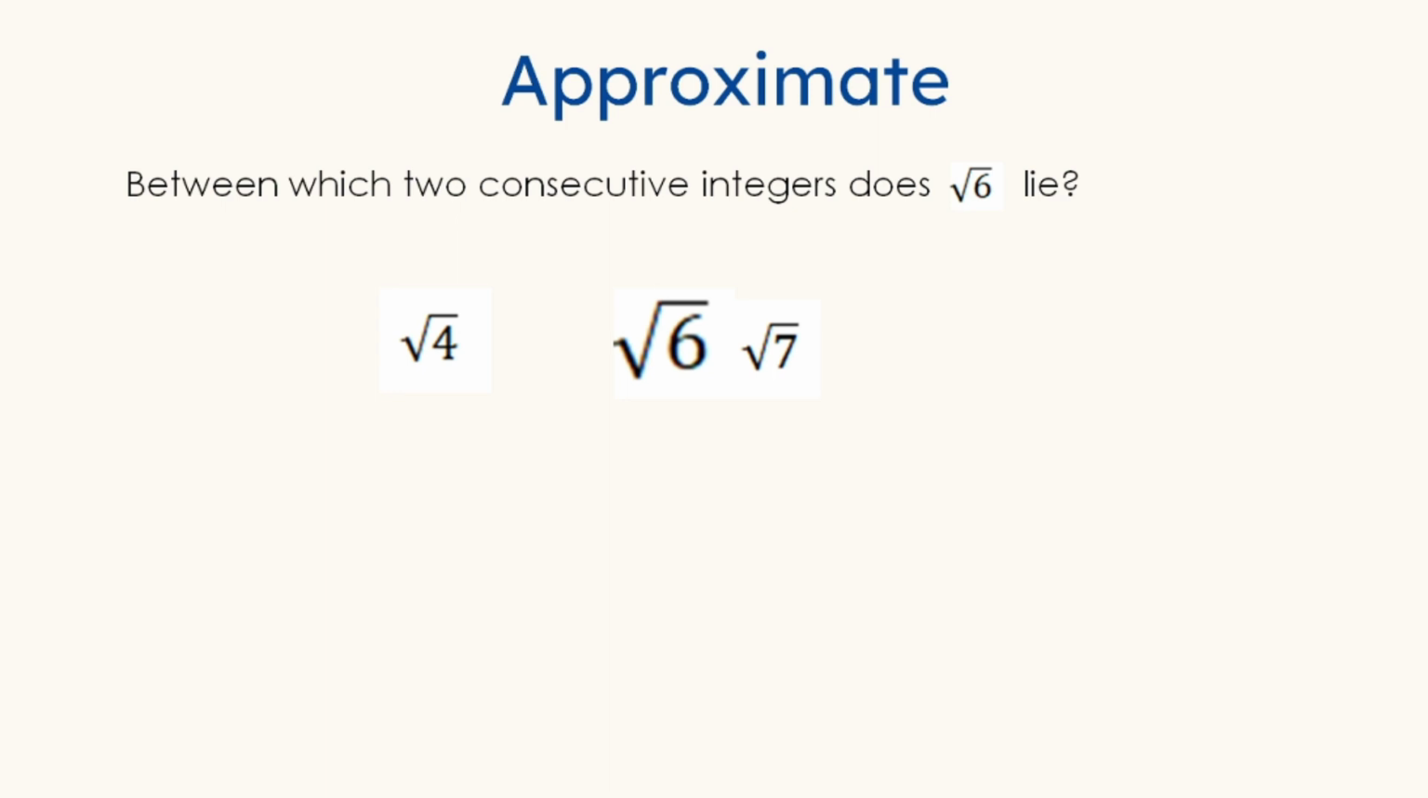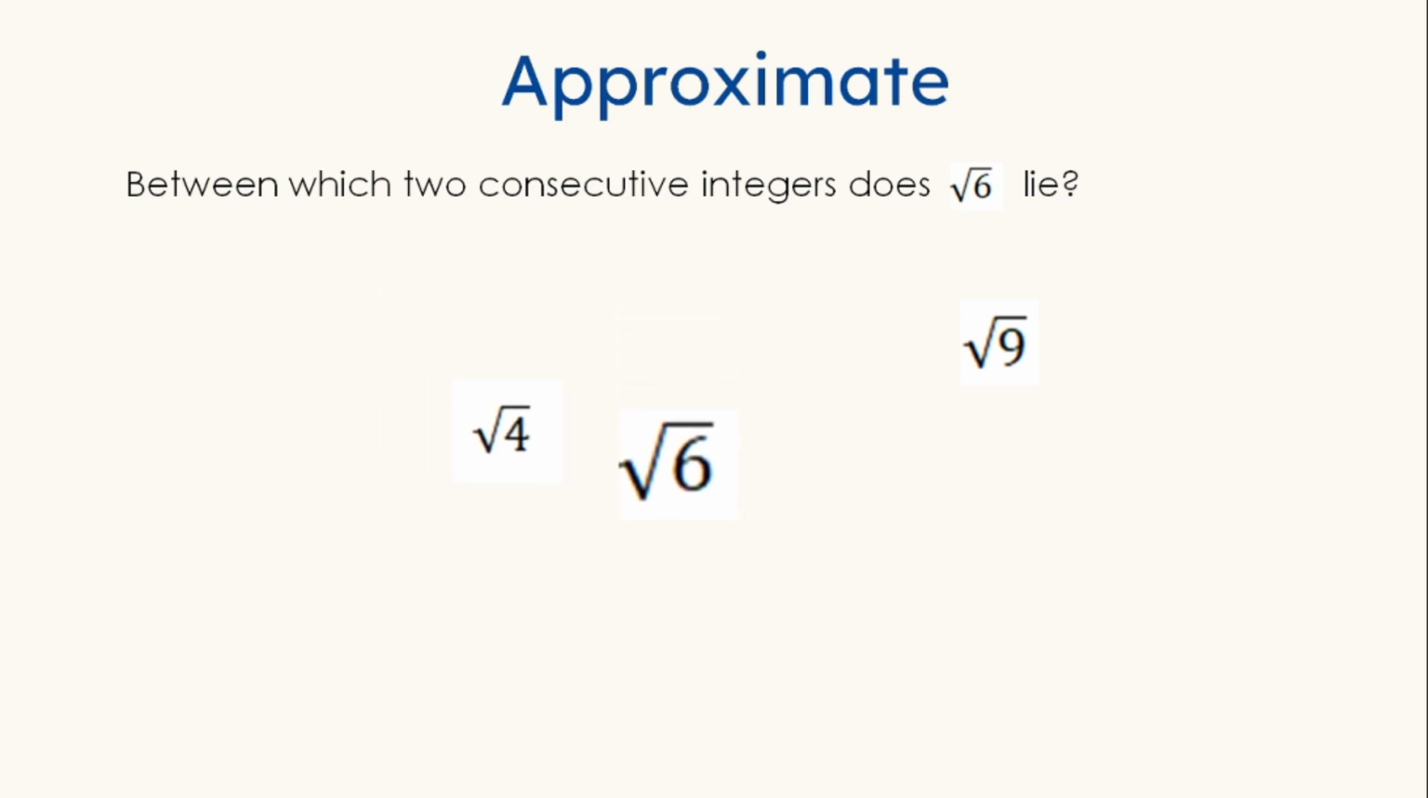Square root of 7. Hindi, di ba? That is irrational. Square root of 8. This is irrational. Square root of 9. That's rational. So, ibig sabihin, ang pinakamalapit kay square root of 6 na rational number is square root of 4 at square root of 9. So, ibig sabihin, the square root of 6 ay mas malaki kay square root of 4 at mas maliit naman kay square root of 9.